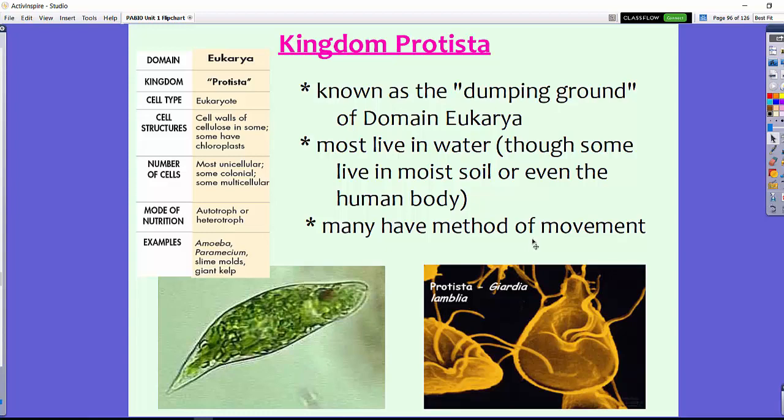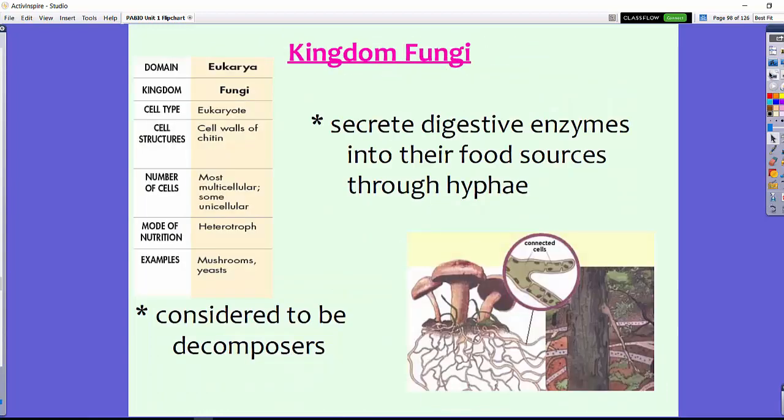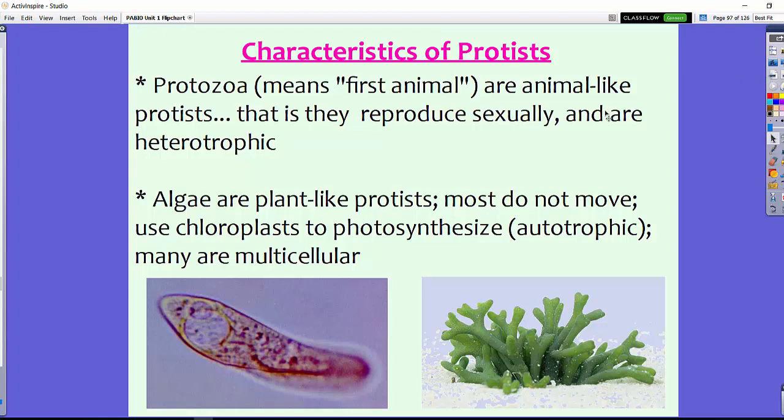They do have many methods of movement. So some have cilia. Some have cilia and some have flagella. And those are means of moving the organism around.